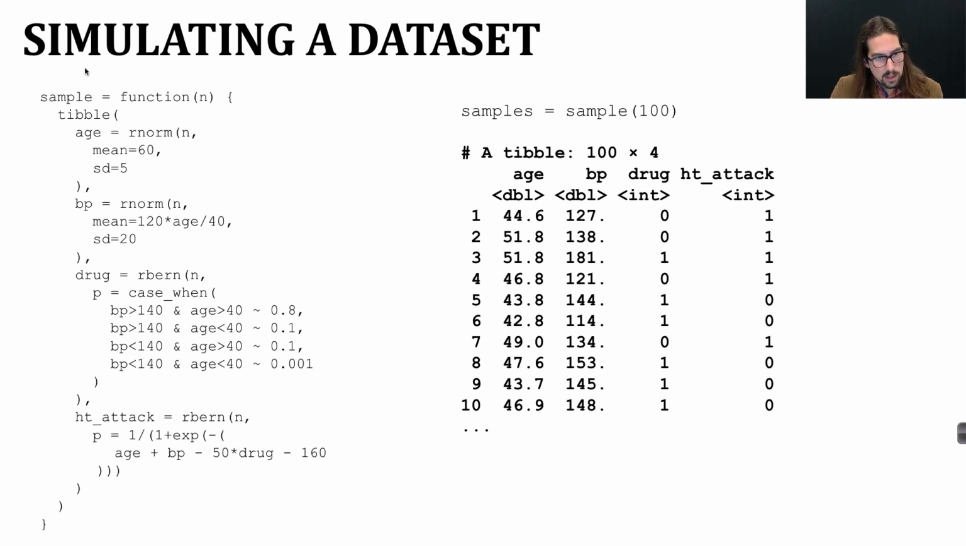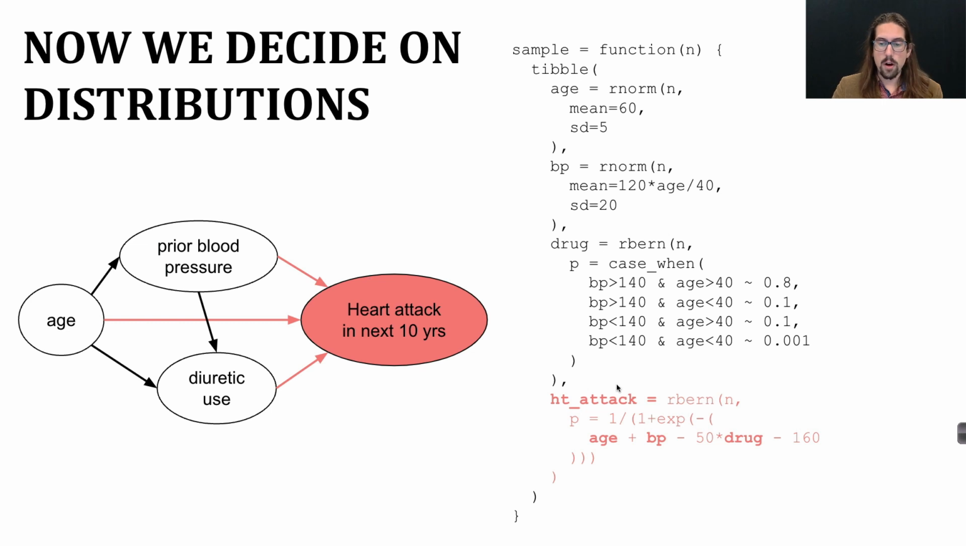So if I've come up with this code, I can now call it. I can draw 100 samples and get this data set, which is, again, totally fake, but I'm simulating sampling 100 people from some population that has this distribution. And this distribution is following the factorization given by this DAG.